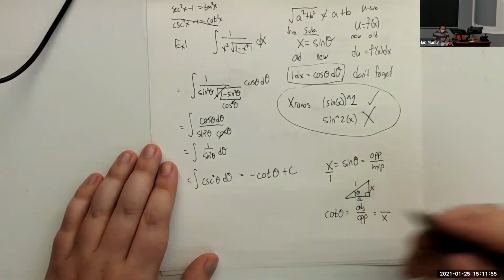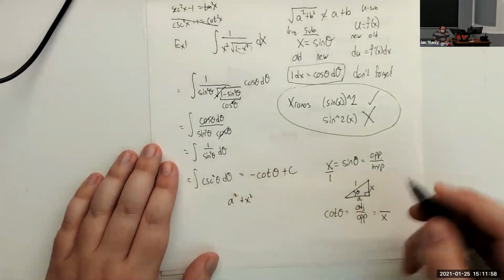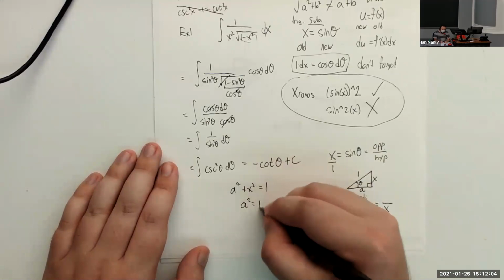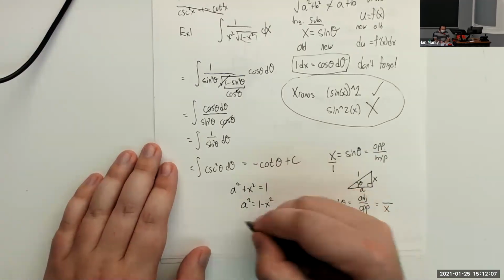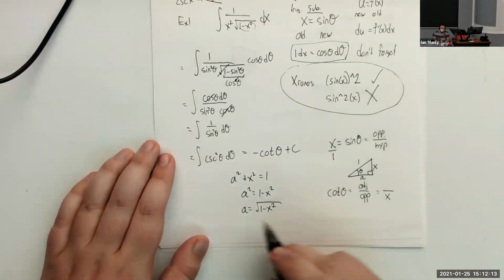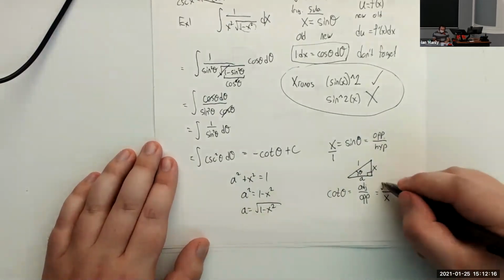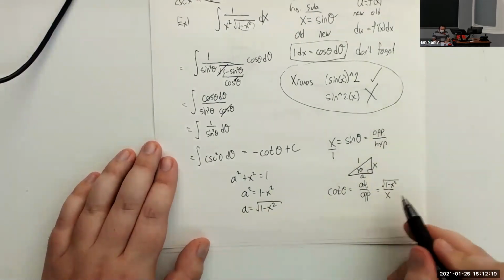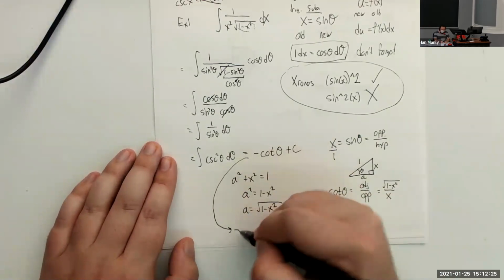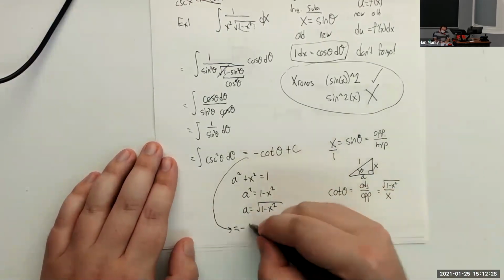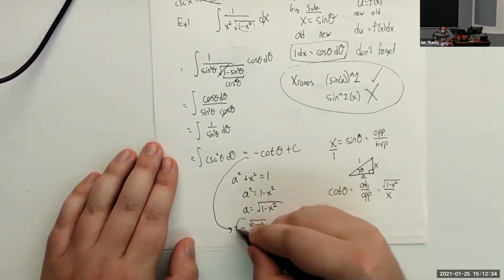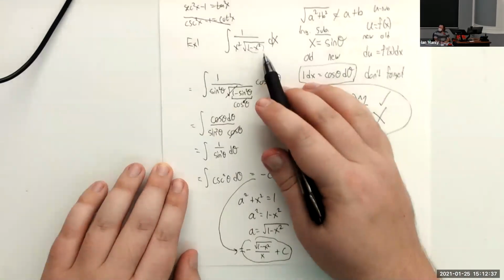We know that a squared plus x squared, so the two smaller sides, has got to be 1 squared, or 1. So if I subtract x squared, I have a squared is 1 minus x squared, and a is the square root of 1 minus x squared. So this is what my adjacent side is going to be. That means cotangent is equal to this, and we're pretty much done with the problem, right? Because we want a negative cotangent plus c, so that's just going to be negative this fraction plus c. And there we go. So there's our antiderivative of the function that we started with.